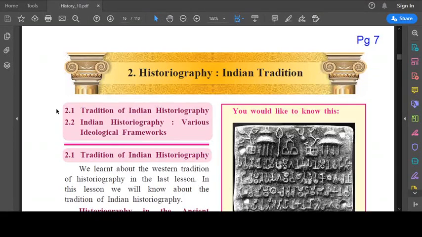Standard 10th, History, Chapter 2, Historiography, Indian Tradition. Dear students, today I am going to give you the textual question answer markings of chapter number 2. So be ready with your textbook and a pen. We'll go to page number 13.